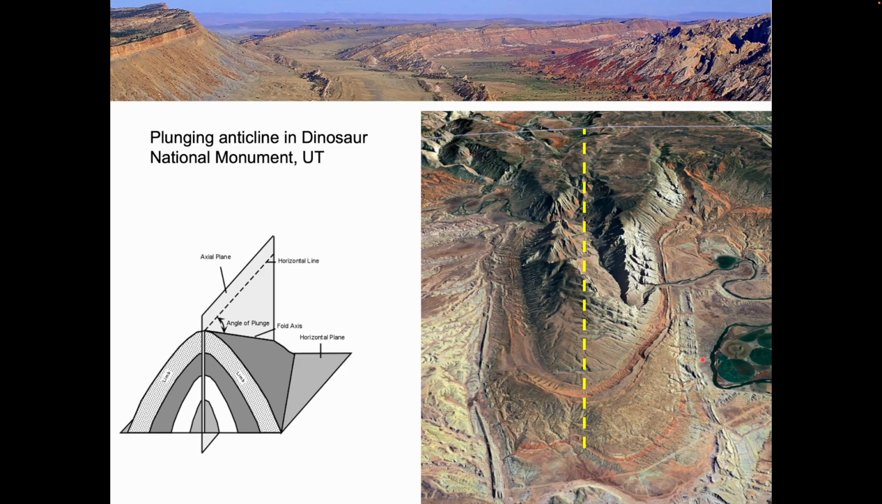Here's a real-world example of a plunging anticline. This is an upward fold of some sedimentary rocks in Dinosaur National Monument, right on the border of Utah and Colorado. We are looking directly down the main axis of the fold. We can see that it is a plunging axis because these orange outcrop patterns in the bottom half of this image form a rounded or V shape around the axis of this fold.